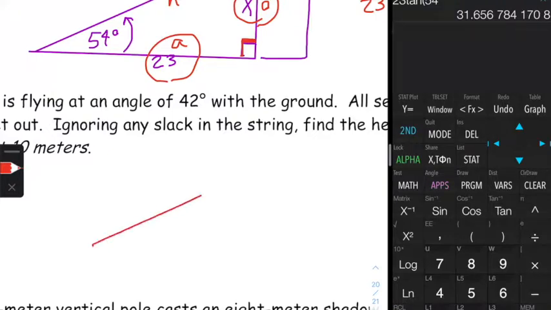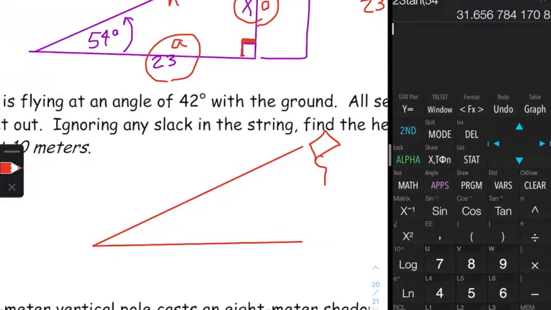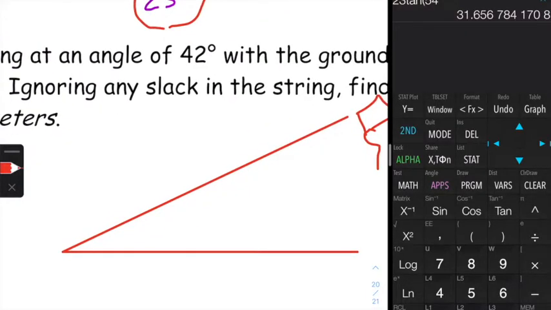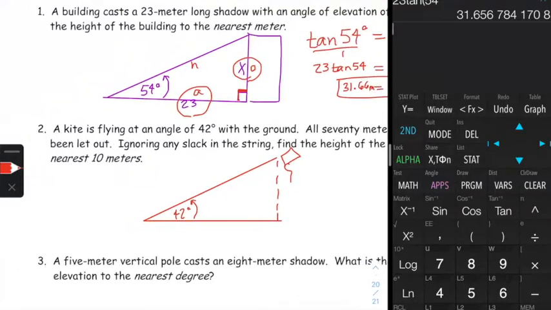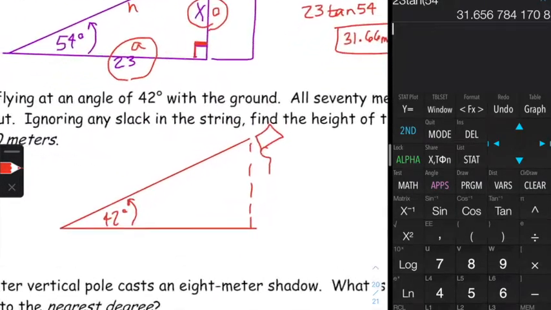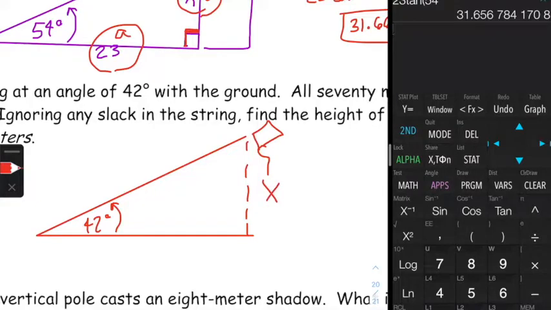Here, let's draw it like this. There's a kite flying somewhere up here in the air. Not really good at art here, but let's say that's a kite. And then it's making a 42-degree angle with the ground, so you can put 42 degrees. That's an angle of elevation. And you're going to try to find that height right there of the kite, so we'll put X right there. That's what we're trying to find.